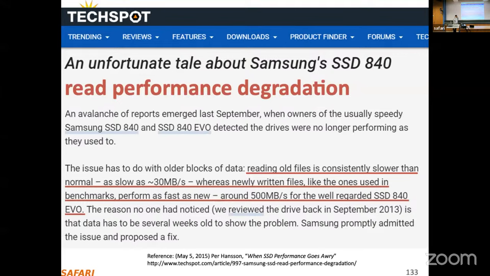Okay. So what they find out is that if you read old files from a flash chip, it's consistently slower than the normal speed. You get a bandwidth of around 30 megabytes per second, whereas you would expect 500 megabytes per second. And this is a significant degradation.